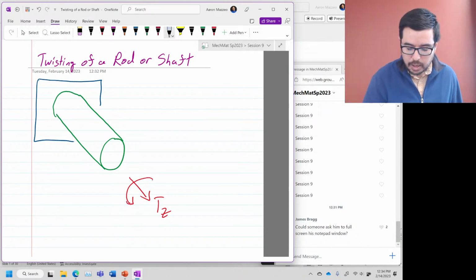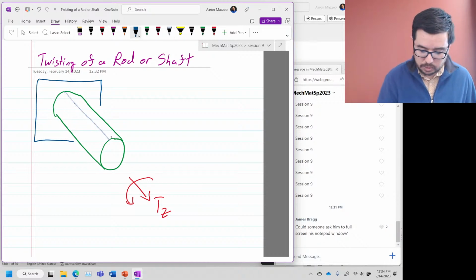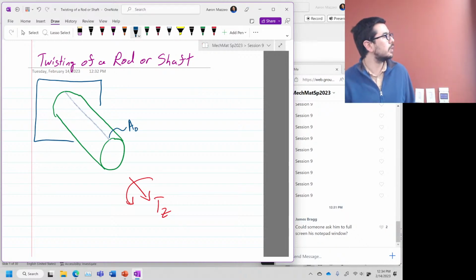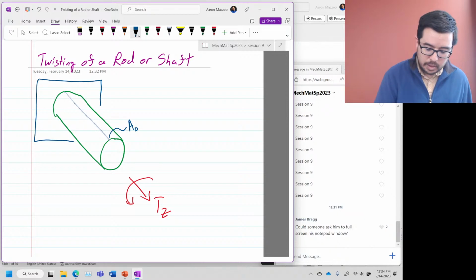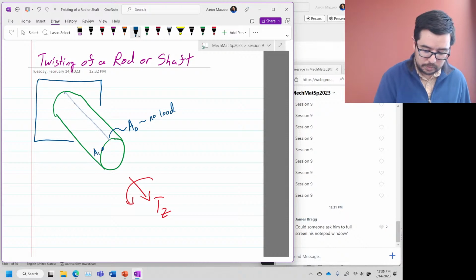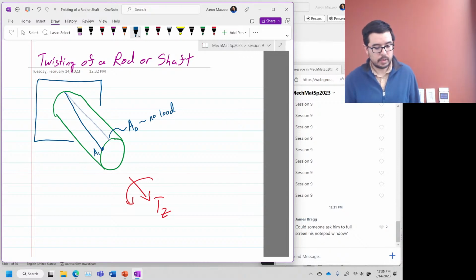Now, if I have a line going across the top, okay, and we call this A naught right here. And if this is no load, okay, and then what we do is we say, this is the new position, A1, like that. Okay.